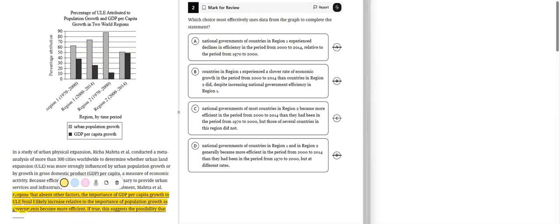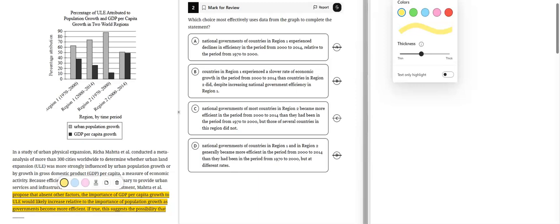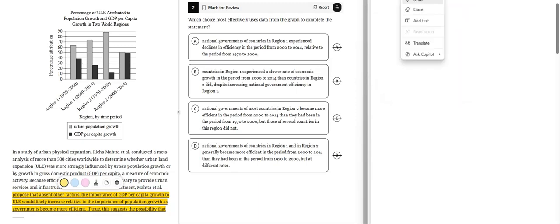So this person proposed that absent other factors, the importance of GDP per capita growth, which is black, to ULE would likely increase relative to the importance of gray. Let's try and notate that. So black up, gray down. What's gray? Urban population growth.